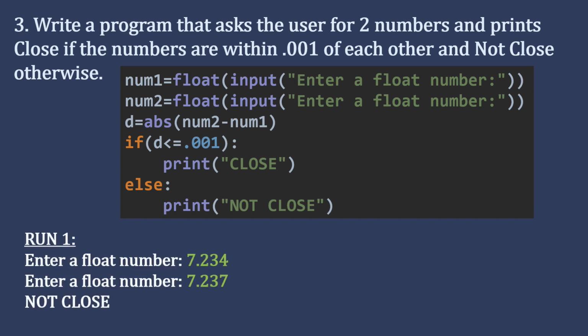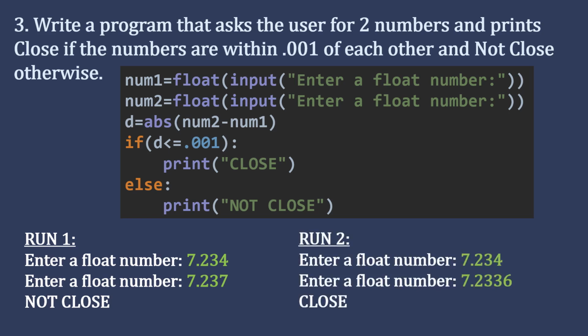Now let's run the program. Let's say the first entered number is 7.234 and the second one is 7.237. Now their difference is not less than 0.001. So it will print not close.